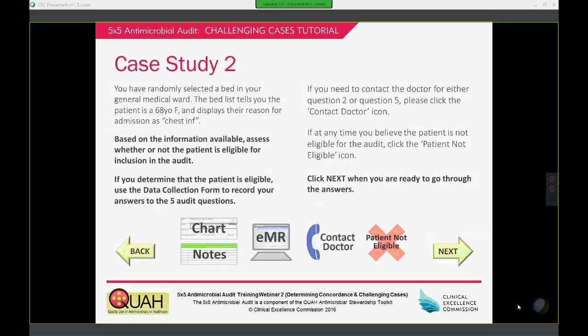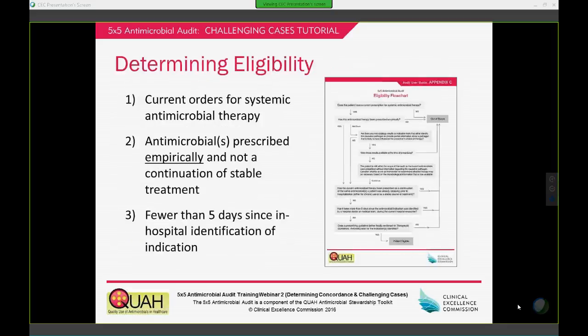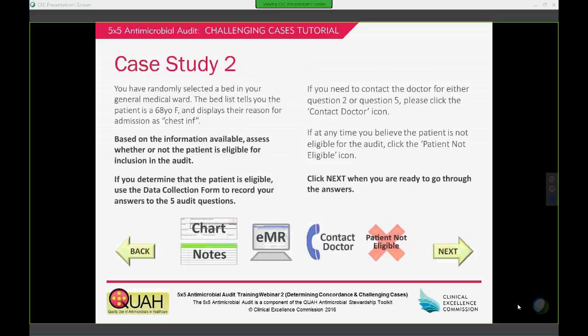Okay, so moving on to case study 2. Our next case is a 68-year-old female, and our bed list displays their reasons for admission as chest infection. Again, we'll start by making sure that the patient is actually eligible, so refreshing our memory with the eligibility criteria. We're looking for current orders for systemic antimicrobial therapy. It has to have been empirically prescribed for an acute condition, and it should be less than 5 days since the indication was identified in hospital. So we'll go ahead and have a look at the chart.